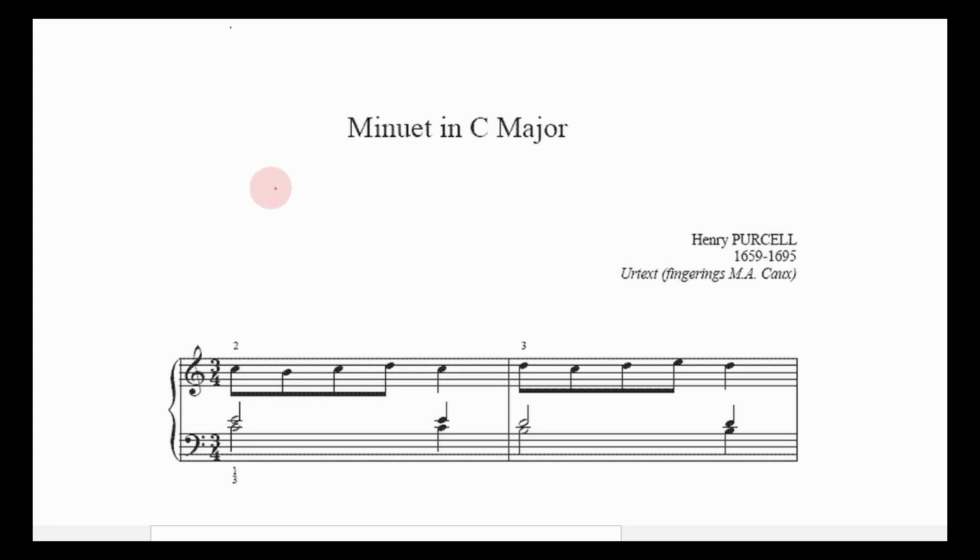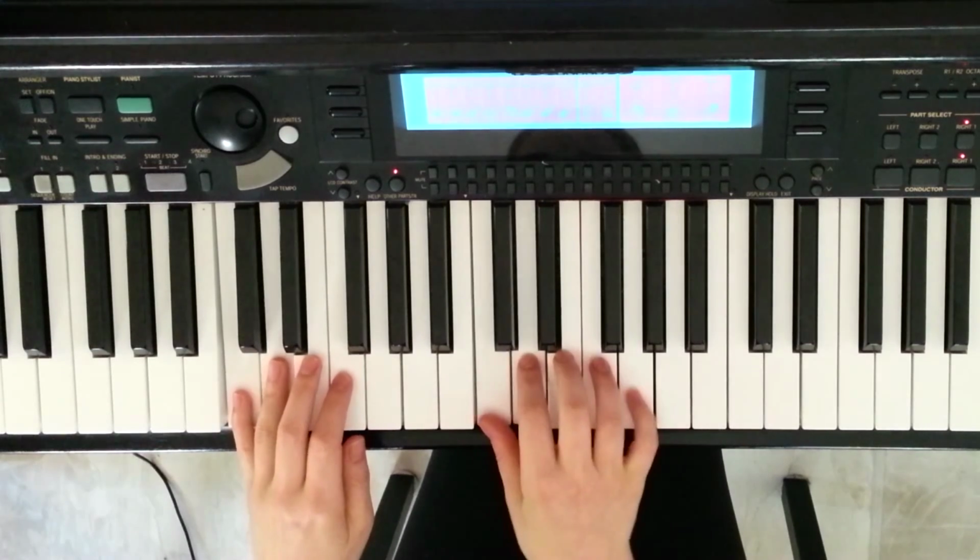So if you have a song in front of you and it says something or other in C major, like this minuet in C major, what this is telling you is that the song is written in the key of C major. And what that means is that the song is based on a C major scale, which, if you remember correctly, means it has no sharps or flats. So I'm just going to play a C major scale for you for reference.